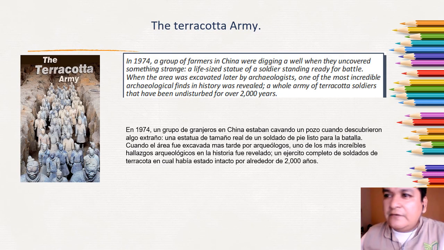Okay, the Terracotta Army. In 1974, a group of farmers in China were digging a well when they uncovered something strange: a life-size statue of a soldier standing ready for battle. When the area was later excavated by archaeologists, one of the most incredible archaeological finds in history was revealed: a whole army of terracotta soldiers that had been undisturbed for over 2,000 years.